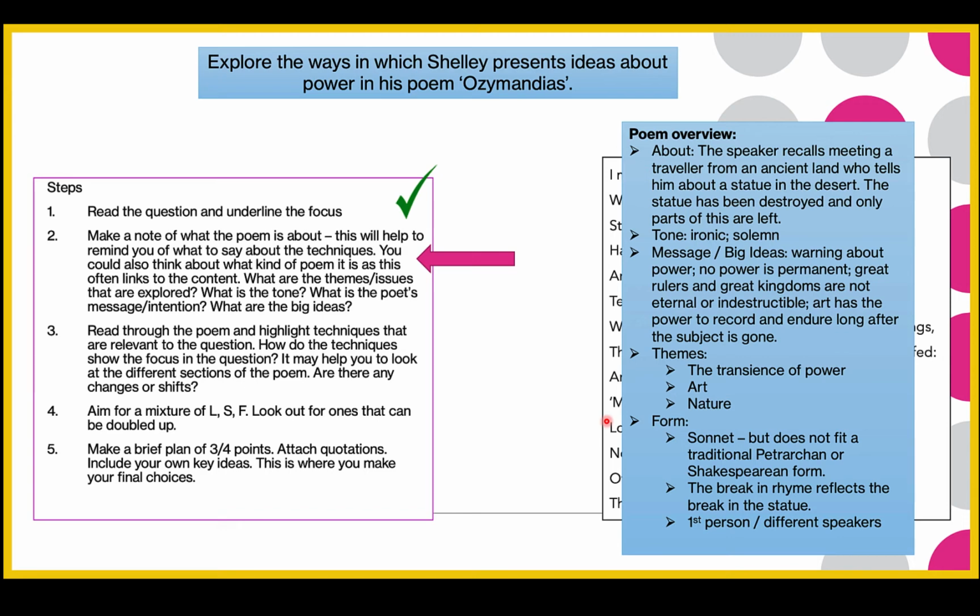And because I said I want to try and recall the form, I want to try and make sure that I don't forget to comment on that. Some of the things that I could mention, the sonnet doesn't really fit the traditional Petrarchan or Shakespearean form, so I will maybe talk about how it subverts that. There's a break in rhyme that reflects the break in the statue, so rhyme is form as well. And you've got first person, and then you've got different voices that also come into the poem.